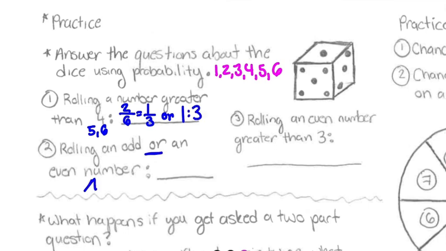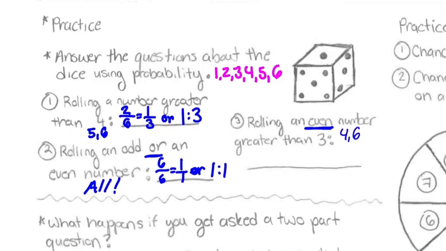What's the possibility of rolling an odd or an even number? Well, that's all of them. So that's a 6 to 6, or a 1 to 1 chance. That means it's going to happen no matter what you do. Rolling an even number greater than 3, well, the even numbers are 4 and 6. So it's a 2 to 6. I simplify that, that's a 1 to 3.